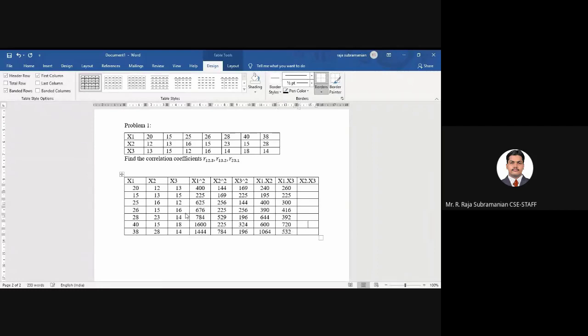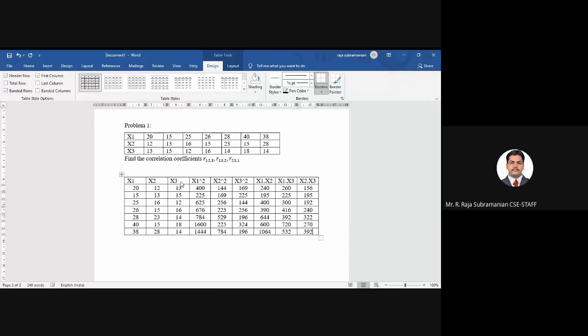Final thing, x2 x3. 12 into 13 is 156. 13 into 15 is 195. 16 into 12 is 192. 15 into 16, already we have, 240. 23 into 14 is 322. 15 into 18 is 270. 28 into 14 is 392.